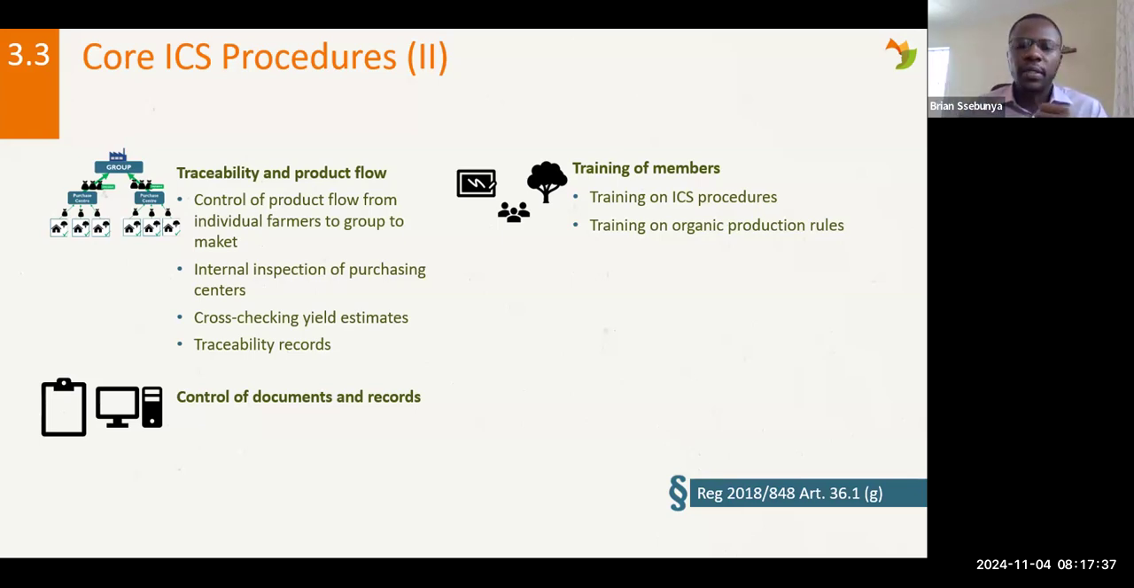Who keeps the documents and records, and where are they stored? As I showed you, some ICSs have a documentation officer who helps with this role. In others, it's the ICS manager, again delegating whenever it is required.